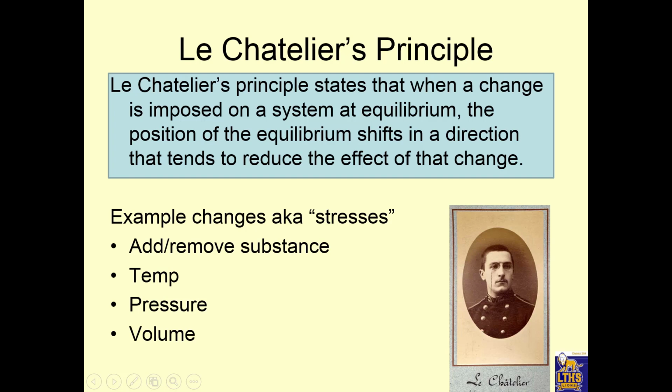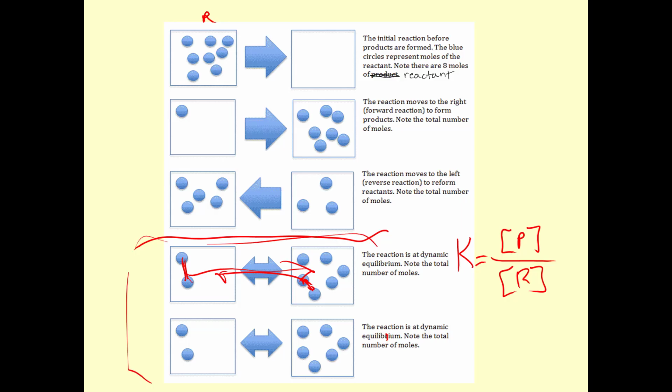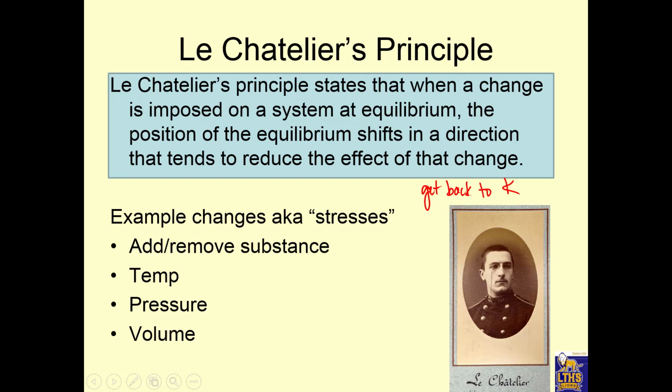Le Chatelier's principle states that when you change an equilibrium system, you cause it stress, and then the equilibrium system shifts to relieve the stress and to get back to K. So let's look back here. This is equilibrium, so we need these amounts at equilibrium. If we stress out the equilibrium system, it's got to get back to this constant. So what kind of stresses can we do? Here's 4 ways that we can change an equilibrium system to cause it stress.